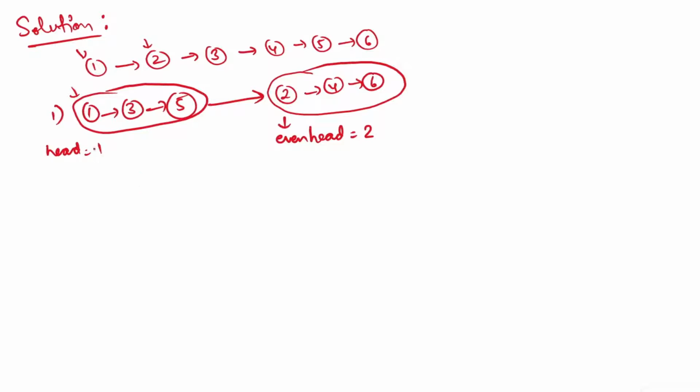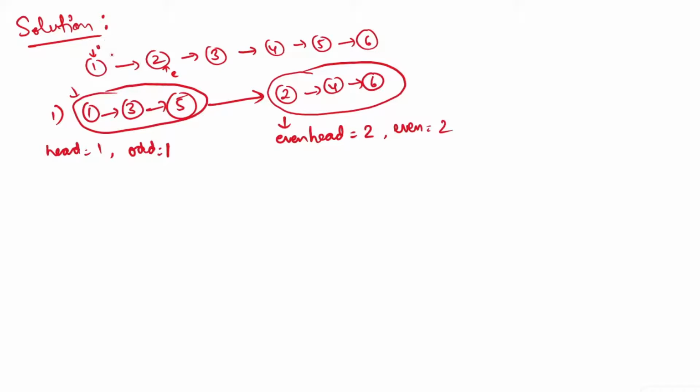Now I need two variables, odd, which will help me traverse this odd list, and it will be initialized from here, and even, which will be initialized from 2. So now let's see how we are going to make this possible. Right now my odd is pointing to this and my even is pointing to this.